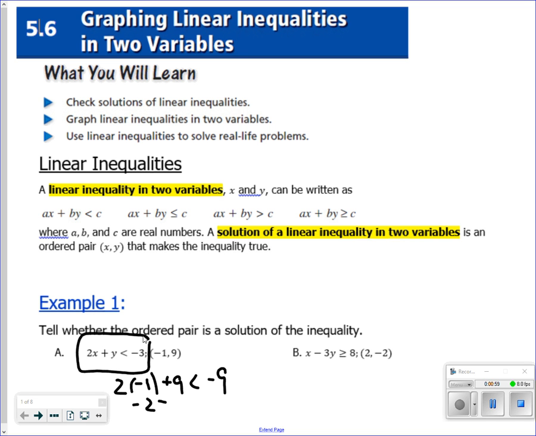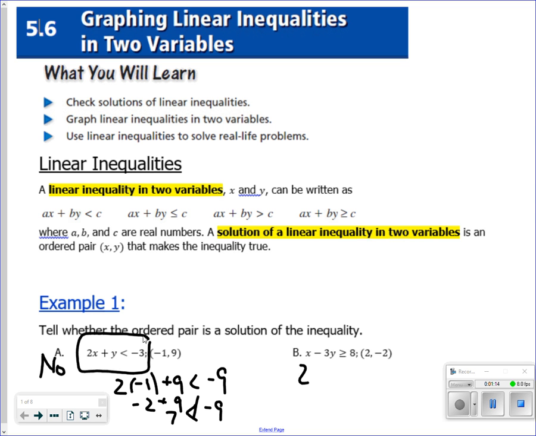So -2 plus 9 is 7. And is 7 less than -9? And the answer to that question is no. Okay, it is not true. And if you want to, you can also cross that off because 7 is not less than -9.